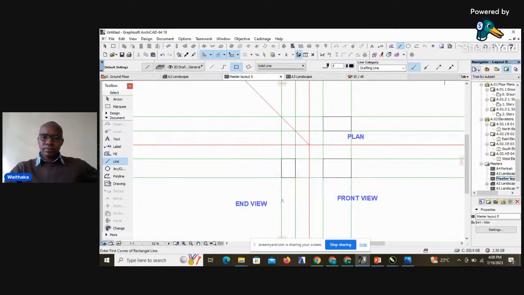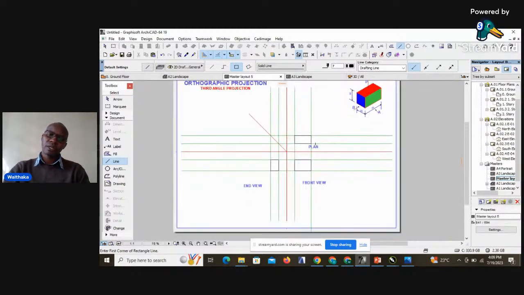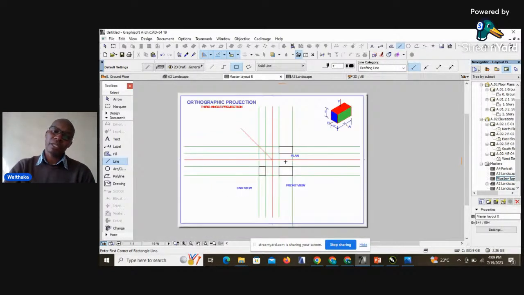That becomes now our end view. And we can see it's projected from the plan, and the height comes from the front view. So those are the three views that we are required to project in first angle and third angle. So we did first angle before, but these now are views that are projected in third angle.